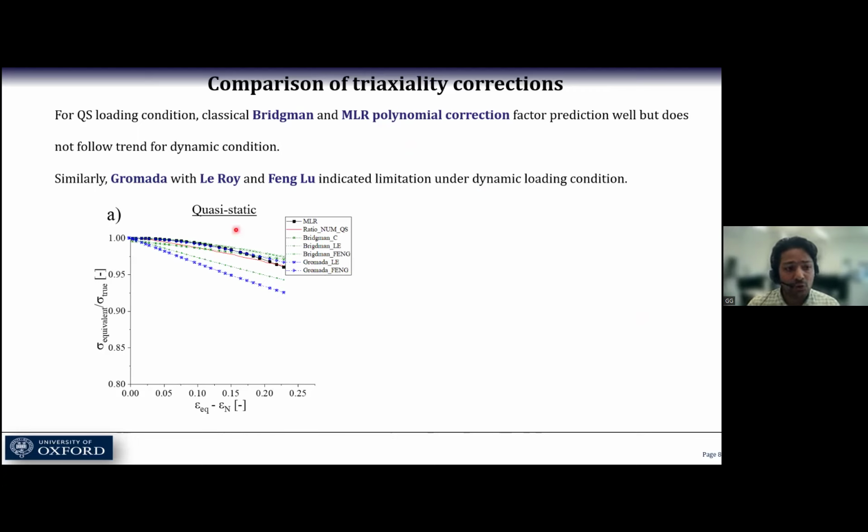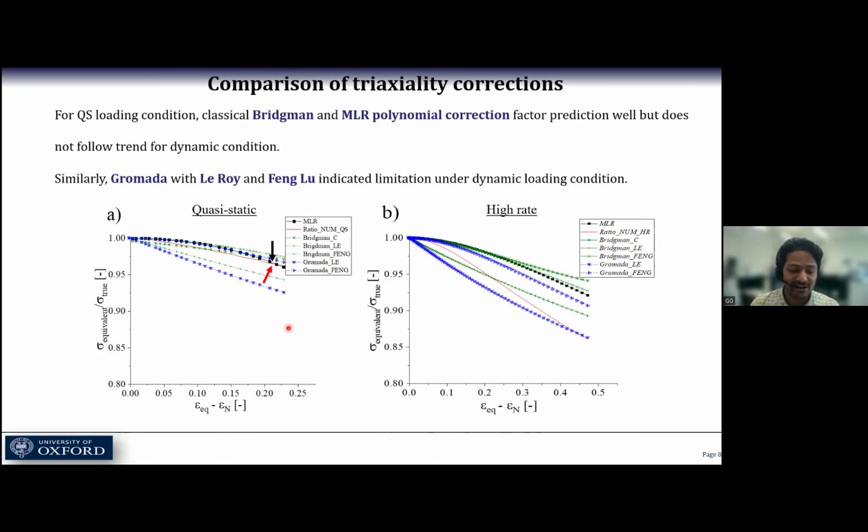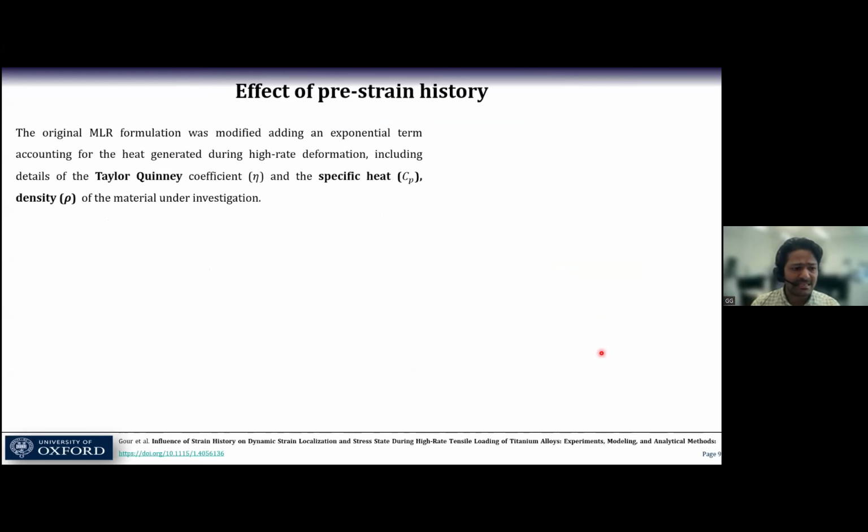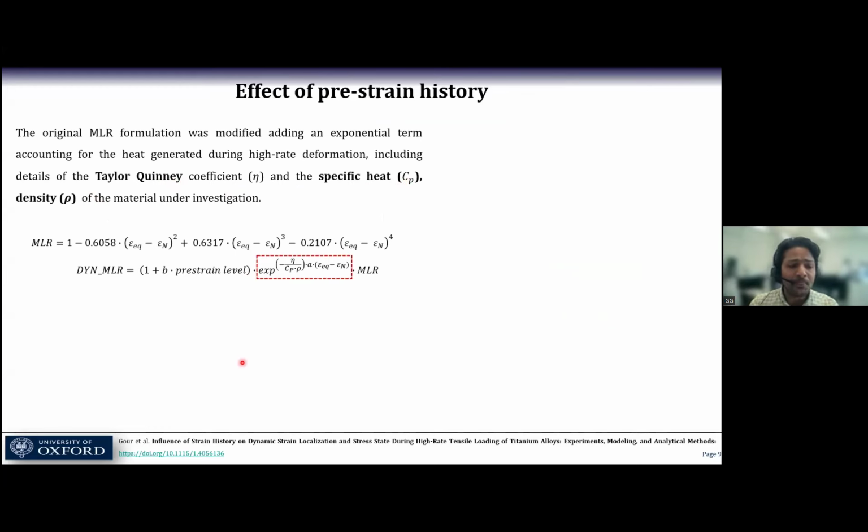When I compared the quasi-static responses, I found reasonably good results. However, for the high rate conditions, they diverged quite drastically. That gave me the motivation to pick one of them and modify it. For my study, I used the MLR formulation and modified it by adding an exponential term to account for the heat generation, in the form of the Taylor-Quinney coefficient and specific heat, along with the density of the material under investigation. I also included all the experimental measurements which I made with my infrared thermal camera.